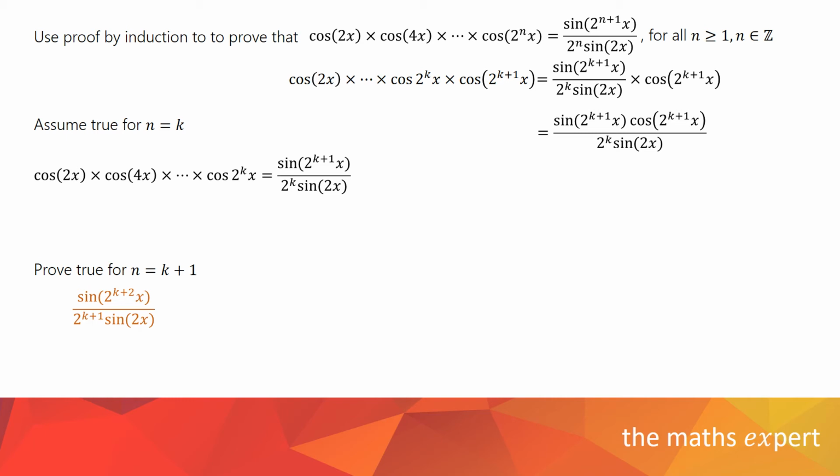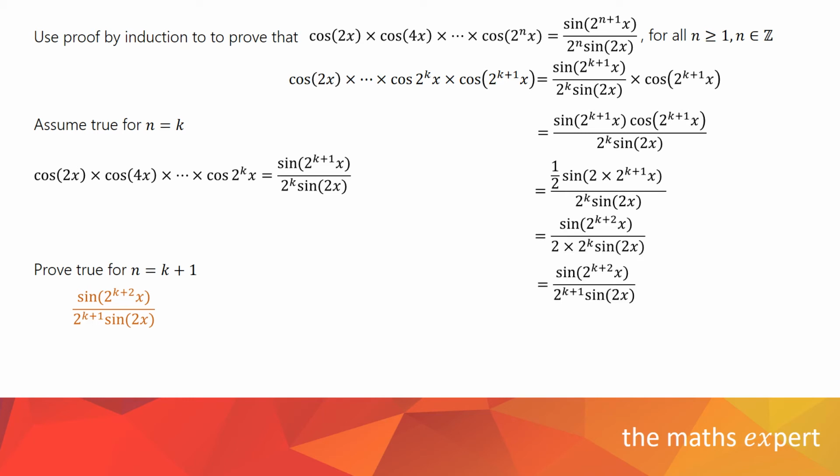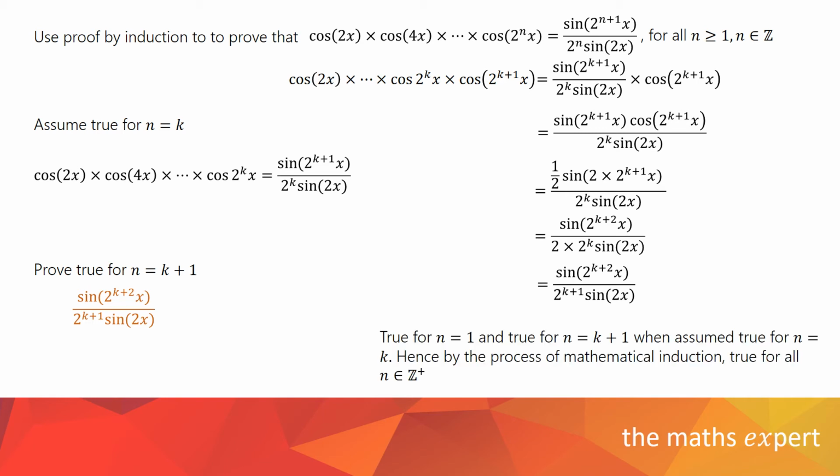However, I don't have the multiply by 2, therefore this is a half of sine of 2 times 2 to the power of k plus 1 x. The half can now be absorbed into the denominator, giving me a power of 2 to the power of k plus 1 on the denominator as required. This proves to be true for n equals k plus 1.